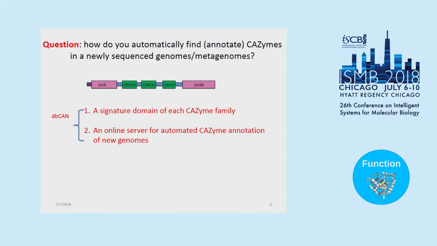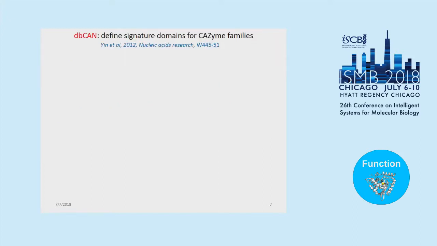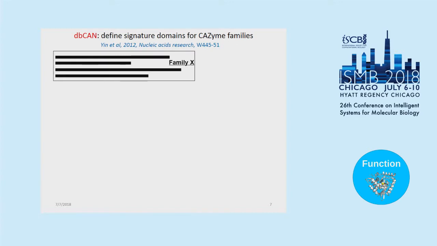I mentioned that a lot of those CAZymes are modular. With those signature domain-based hidden Markov models, we can very easily annotate those modular proteins. So let me talk about the dbCAN hidden Markov model. How do we build that? First of all, we start with the CAZy annotated proteins.